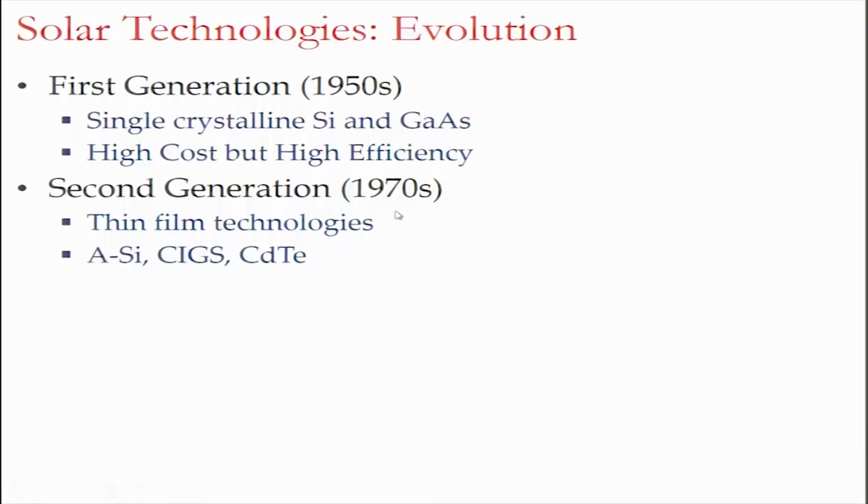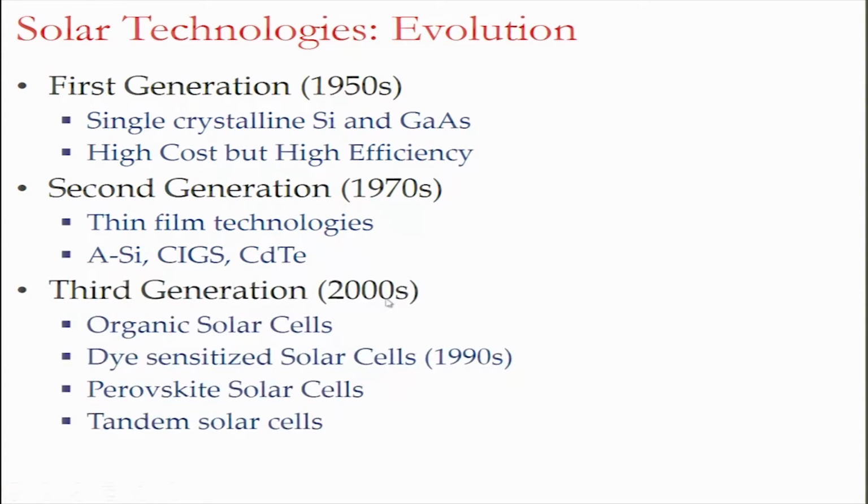Then the second generation work started in the 70s and 80s. So we have thin film technologies mainly, and this could be amorphous silicon, primarily amorphous silicon, CIGS and CdTe, but also multi-junction solar cells. And third generation, 2000s, we have work on organic solar cells, dye-sensitized solar cells, where work started in the 1990s, although perovskite solar cells, and we also have tandem solar cells. Multi-junction will also fit in this category. The work on multi-junction started actually quite early, multi-junction or tandem solar cells.